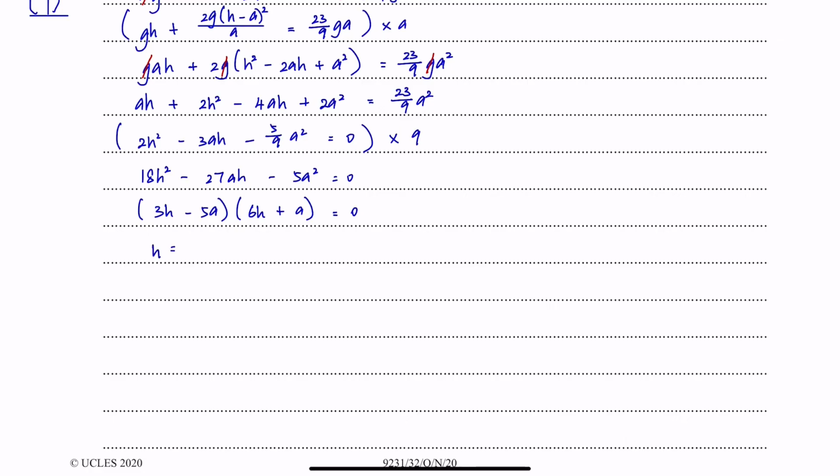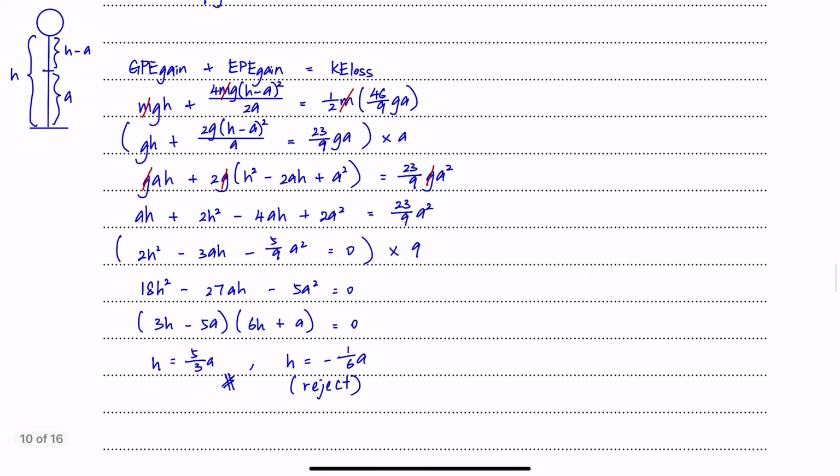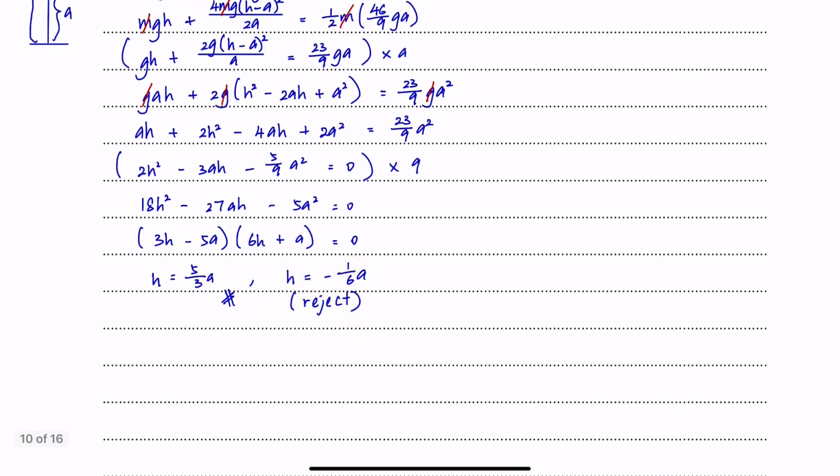So h is 5 over 3 a, or h is negative 1 over 6 a, which is ridiculous, so we reject this. We want the maximum height. This is actually when the particle is 1 over 6 a below this point. So we don't want that. Okay, so we're done for this question.